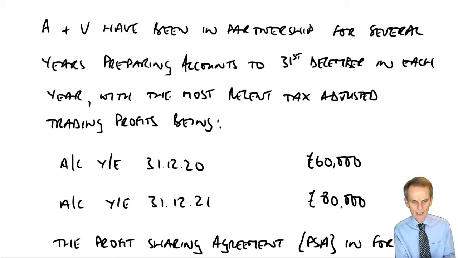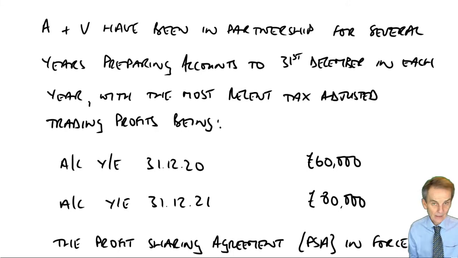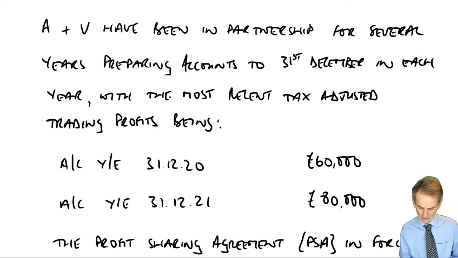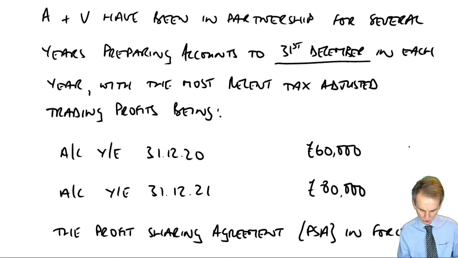So what is the accounting year end? In which tax year does that accounting period end? And using CYB, it will be that tax year for which they are now assessed on their share of that tax-adjusted trading profit. So we've got, therefore, these 2, A and V, have been in partnership for several years, preparing accounts to the 31st of December in each year.